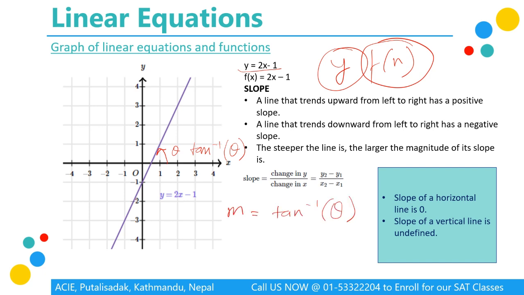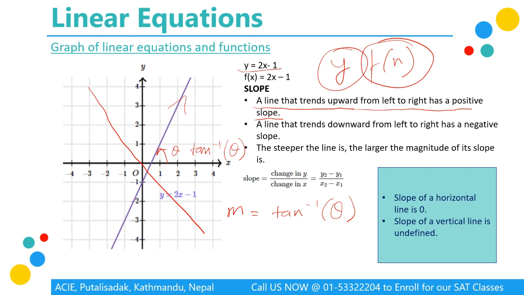Now, how does the slope deal with our graphical form of the linear equations? Like mentioned over here, the first bullet point, a line that trends upwards from the left to the right has a positive slope. Like in this case over here. So from the left to the right, if it's increasing or is upward, then it is a positive slope. Similarly, if the line trends downward, so if it is moving like this perhaps, then that would have a negative slope.